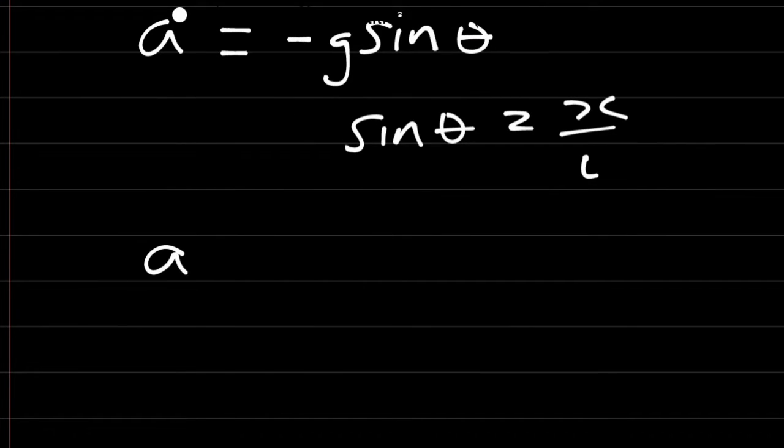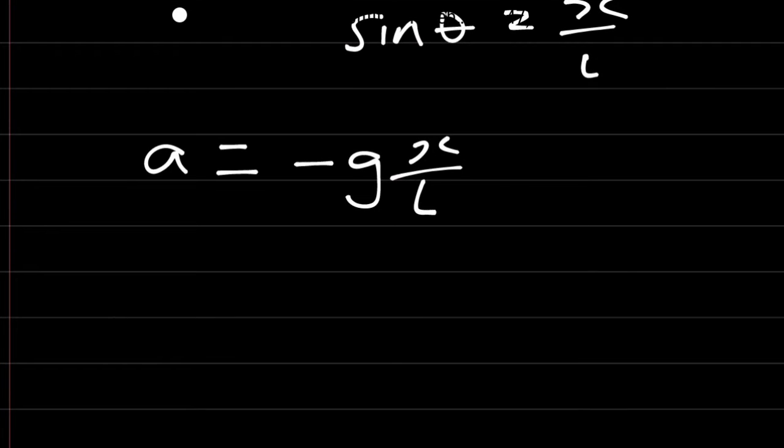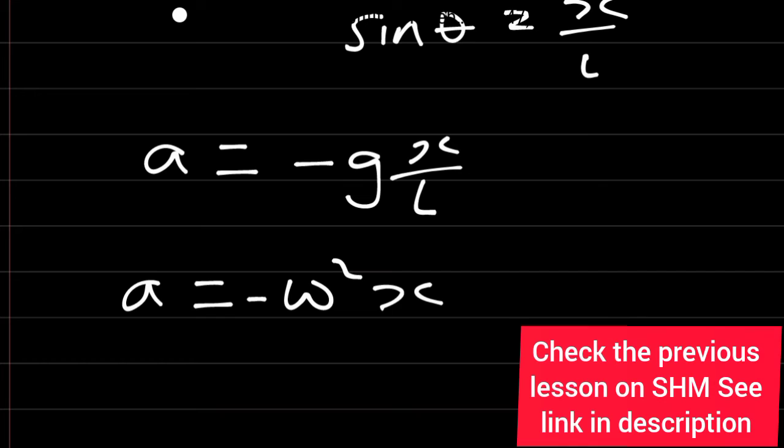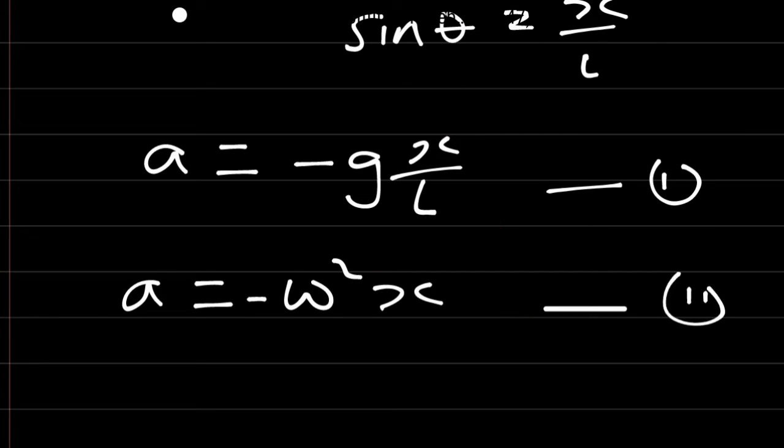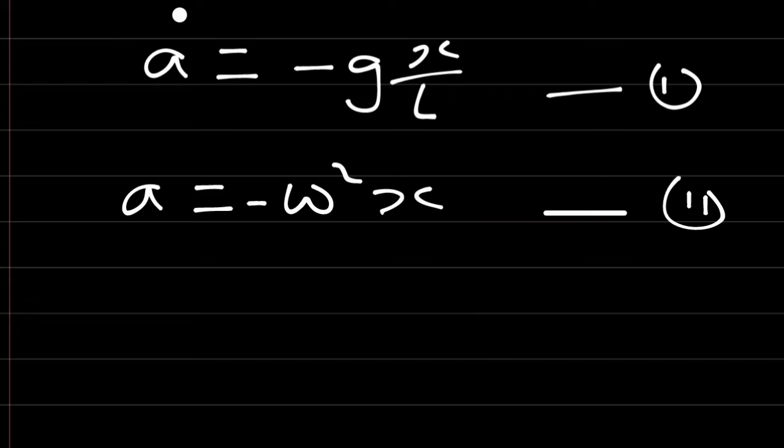Therefore, we have acceleration is equal to minus g x over L. In our previous lesson, we were able to prove that acceleration is equal to minus omega squared x. Don't forget that. You can revisit our previous lesson and you will see this formula there. So I will call this one equation 1 and this one equation 2. Okay, we can equate the two accelerations. Therefore, I have minus omega squared x is equal to minus g x over L.